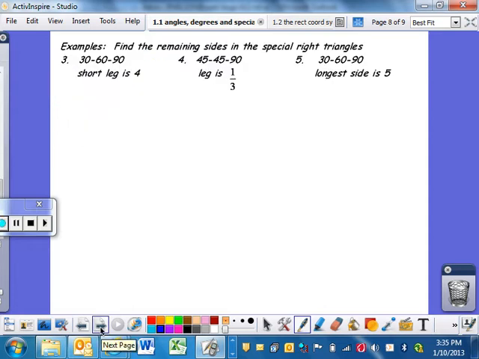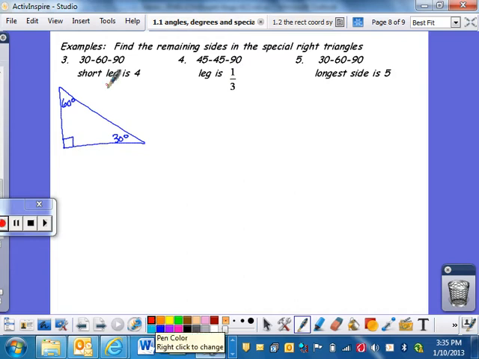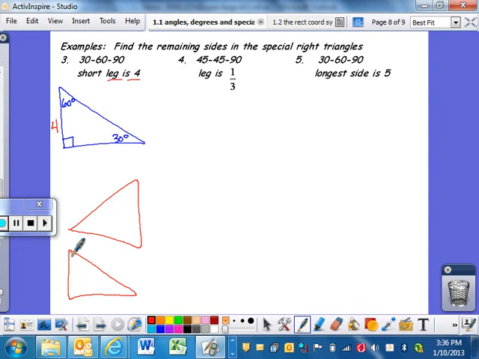So here's an example. If I give you a 30, 60, 90, and I know that the short leg is 4, you just got to decide how do you want to set this up. So if this is a 30 degree angle, this one has to be 60, this one's 90, and I know that my short leg is 4. Okay, so if I go back and I think of my triangle, if I have a 30, I know that means it's 1, the hypotenuse is 2, this one's the square root of 3 times more.